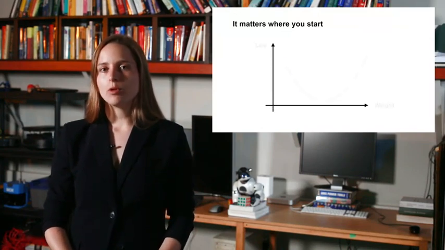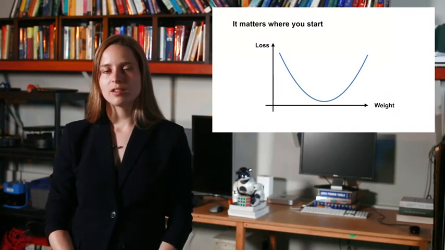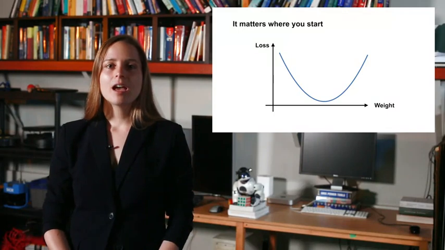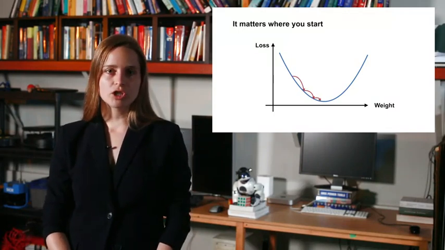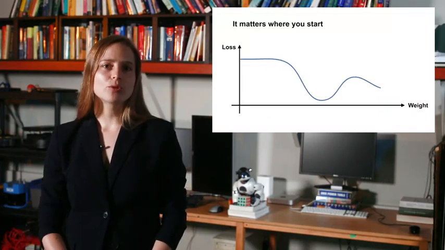Let's look at an example with only one weight. On the y-axis, we will show the loss function. On the x-axis, we will show values of the weight. As you know, gradient descent will iteratively move the weight towards the nearest stationary point. But neural network loss functions are not quite so simple.